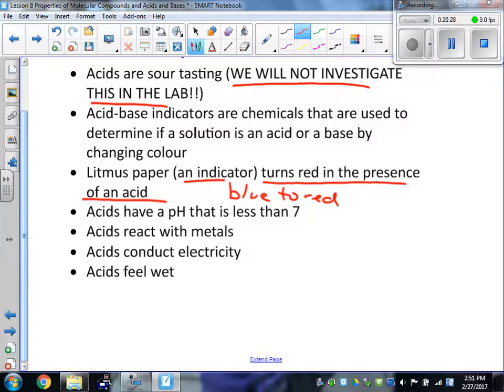If you put red into acid, the red litmus paper stays red. So if blue turns to red, or red stays red, it's an acid, depending on which one you're using. All right? So, acids have a pH that's less than 7. We know that from before, do we not? Less than 7. Acids react with metals. Acids conduct electricity. Acids feel wet. In other words, they feel like water.